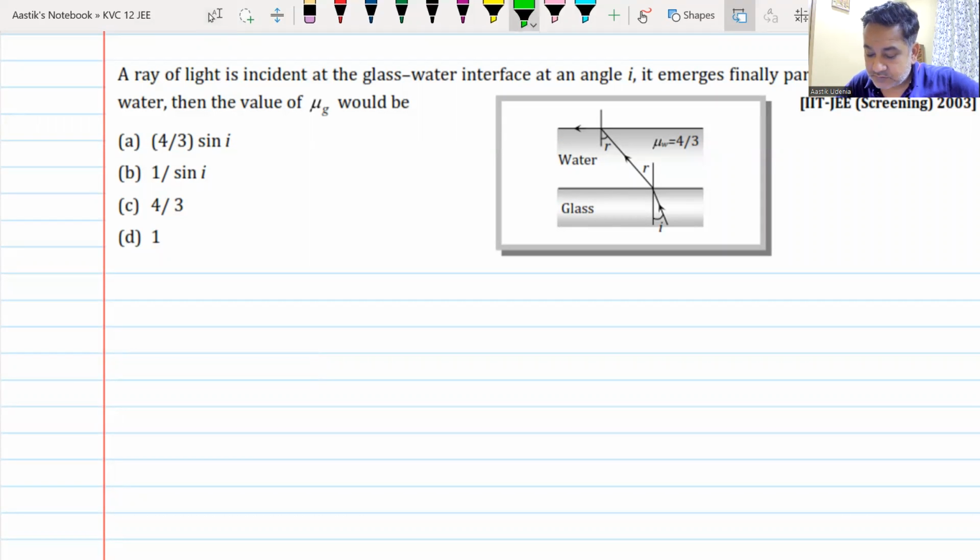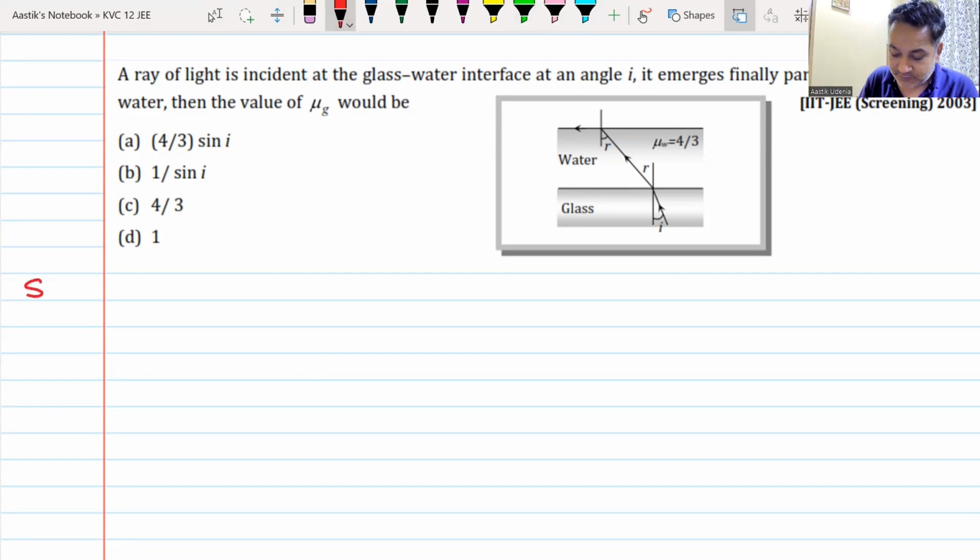4 by 3 sin I, sir. No, sir, because 4 by 3 is the refractive index of water, sir. And it cannot be the same for both water and glass, sir, because then the angle would be the same. You got the answer. Well tried. See, getting a wrong answer is not a bad thing. But not trying is the worst thing that you can do.